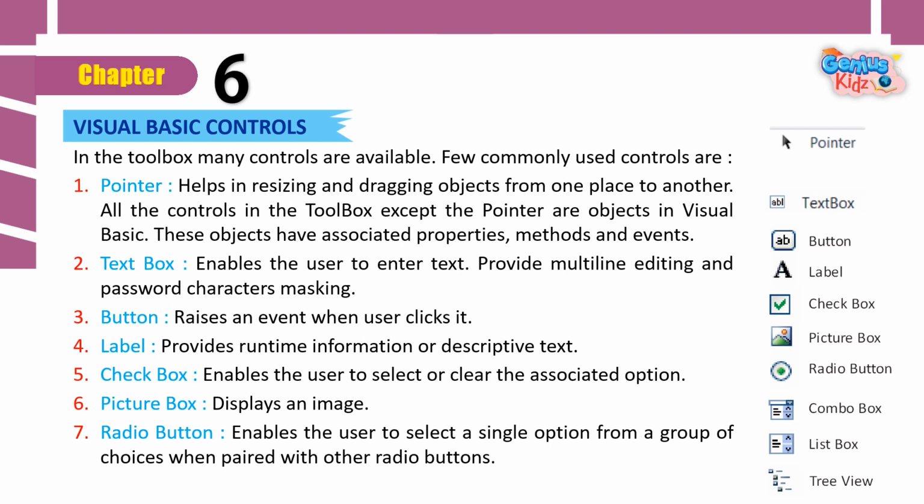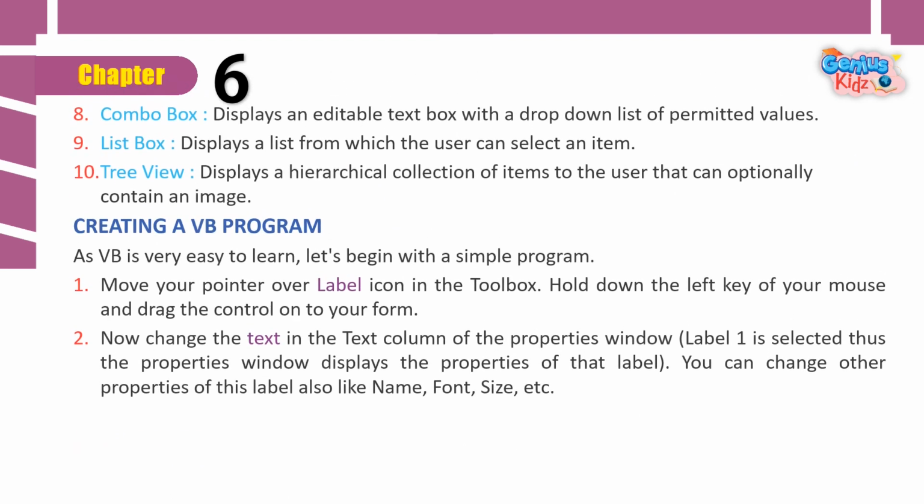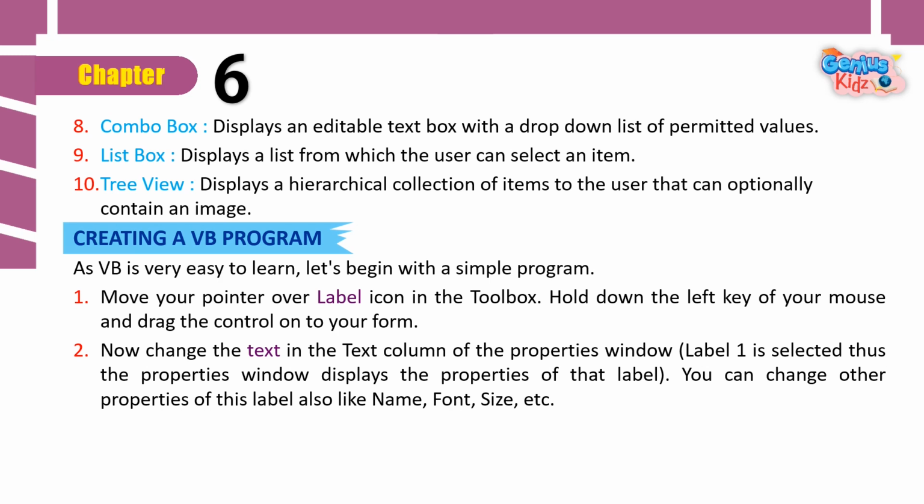7. Radio button enables the user to select a single option from a group of choices when paired with other radio buttons. 8. Combo box displays an editable text box with a drop-down list of permitted values. 9. List box displays a list from which the user can select an item. 10. Tree view displays a hierarchical collection of items to the user that can optionally contain an image.